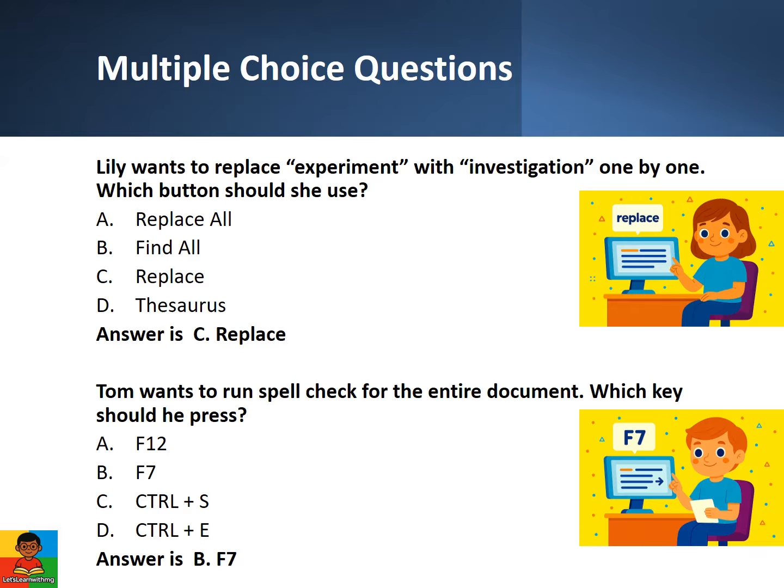Question 14. Tom wants to run spell check for the entire document. Which key should they press? A. F1. B. F7. C. Control S. D. Control E. The correct answer is B. F7.